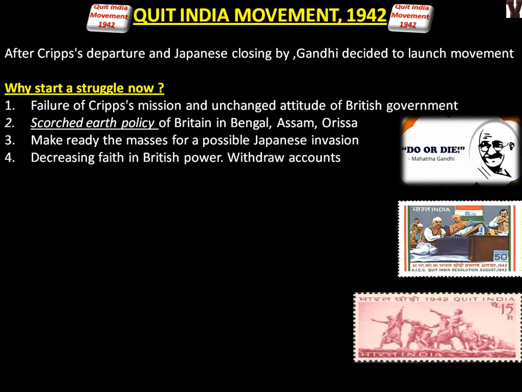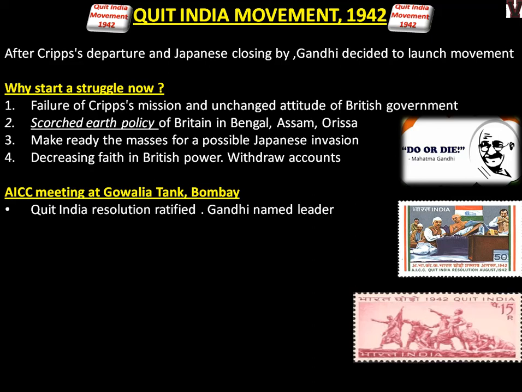Decreasing faith in British power, withdraw accounts. So all the missions, everything the British were doing, was not at all beneficial for India. So that is why these are the main strong reasons. You can list out actually many reasons, but these are the strong 4 reasons for the starting of the Quit India Movement. The AICC, All India Congress Committee, meeting was held at Gowalia Tank, Bombay. Why is this important? Because this is where the Quit India resolution was ratified and Gandhiji was officially named as the leader.